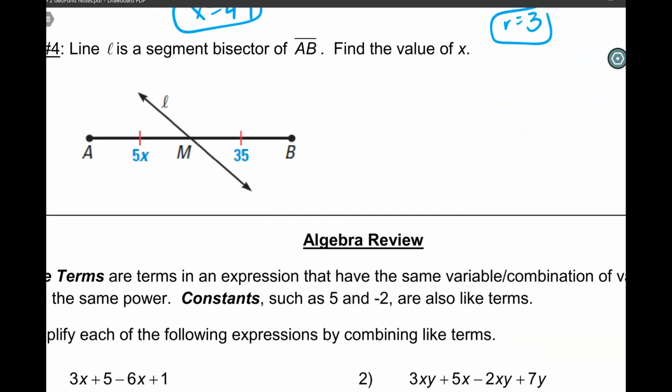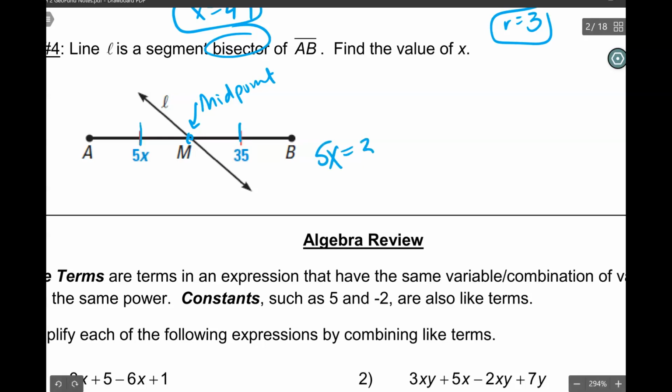L is a segment bisector of AB. Find the value of x. Okay, segment bisector, which means M is a midpoint. Because it's a segment bisector, it has to go through the midpoint, which consequently means that these two segments are going to be congruent. So I set 5x equal to 35. Divide by 5 on both sides, and x is 7. And that's what I'm supposed to find, the value of x.